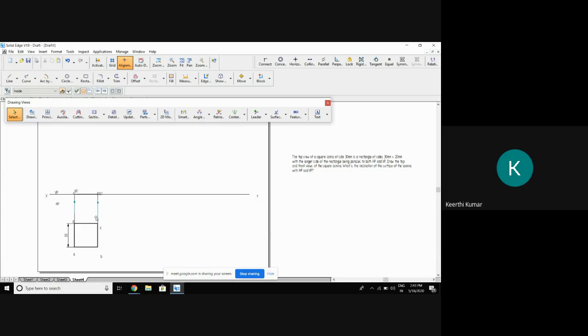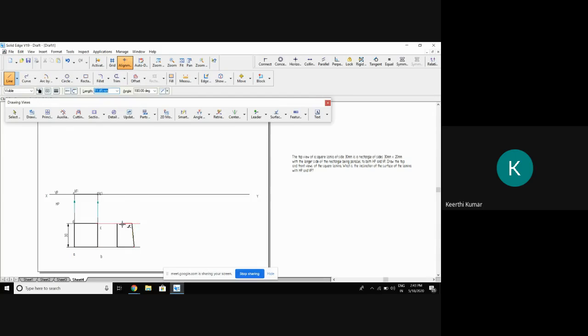Next. So he's telling this square is looking like a rectangle of how much? 30 by 20. The top view of a square lamina of 30 mm is looking like a rectangle. Okay, I'll draw a rectangle. First, before going for the rectangle, go for the projection lines. Draw the projection lines. So what is the height of this line now? 30 as usual.